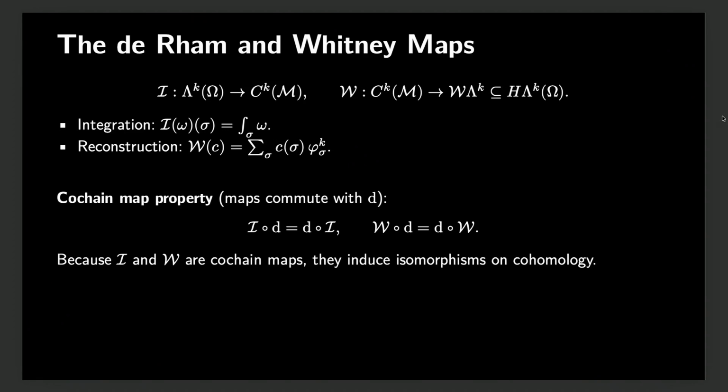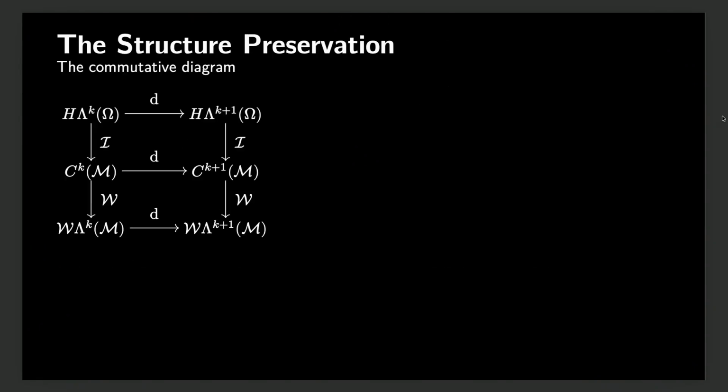And this really now makes this construction work, because now our complexes basically are isomorphic to each other. This is a commutative diagram that shows that basically it doesn't matter if you first integrate and then take the exterior derivative, or integrate and then take the Whitney map and then differentiate. It's all the same. So these are isomorphic, have the same cohomology, and this is really the structural preservation we've been aiming at.